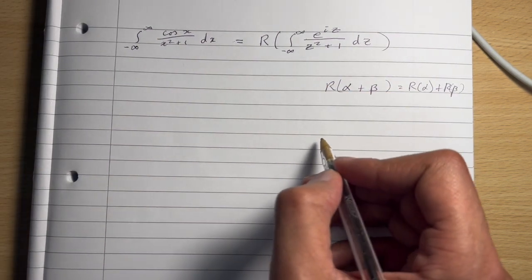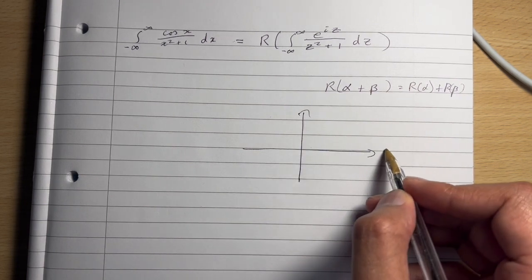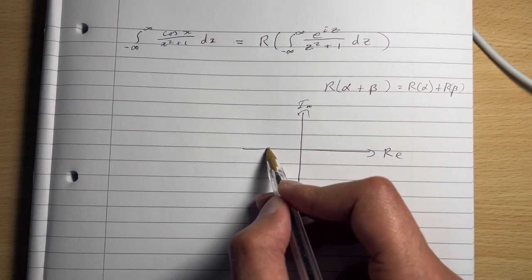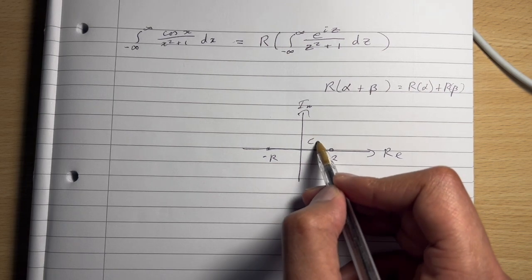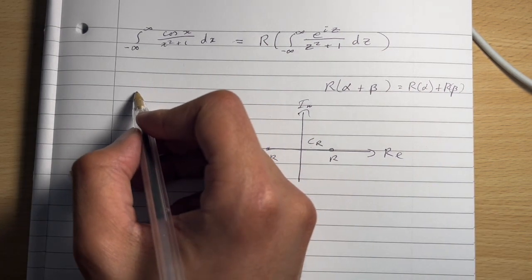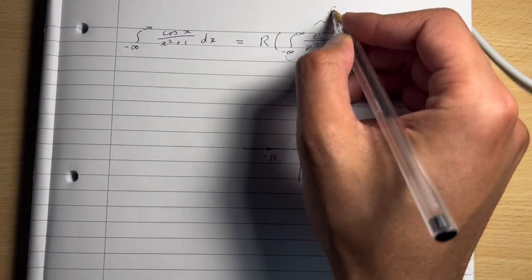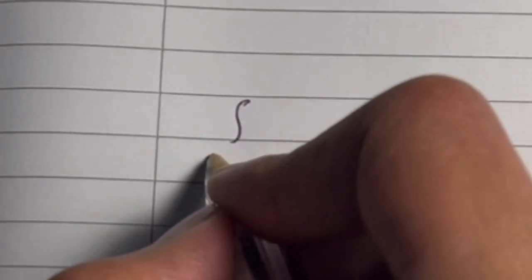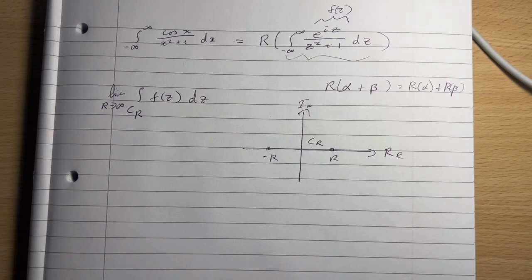So from earlier, if we draw this as a picture, we have an integral over the whole of the real line. But instead we could have it going from minus R to R, and let's just call this curve CR. We'll just concentrate on this, and then take the real part afterwards, calling it f of z for convenience. Then we'll take the limit as R goes to infinity of the integral over CR of f of z dz. So this is what we want to find out.